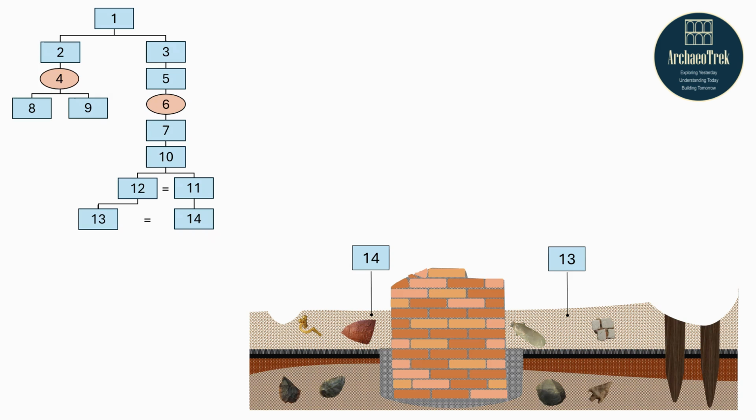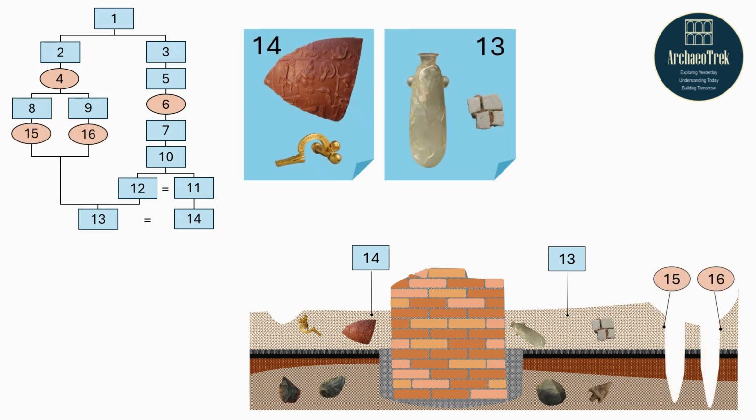It is now time to remove contexts 8 and 9 in order to reveal contexts 15 and 16. After this, we can proceed with the excavation of contexts 13 and 14. These layers contain materials dating to the Roman period. As usual, we keep layers and artifacts separate during the excavation. Any equivalencies between contexts are established later during the interpretation phase of the site.